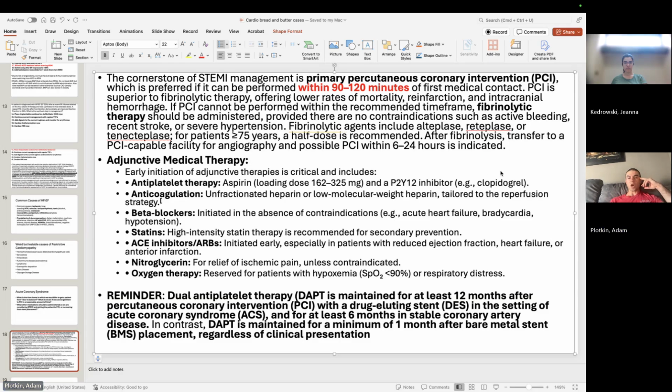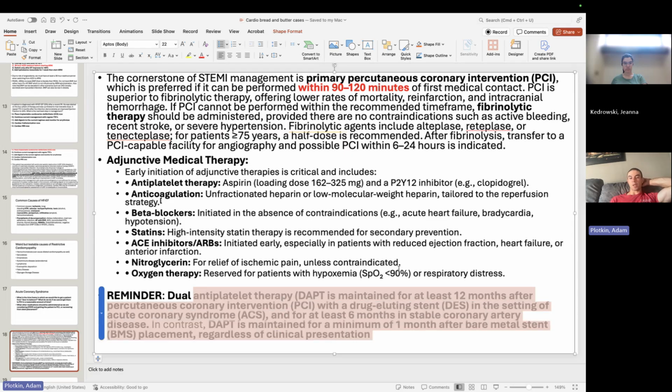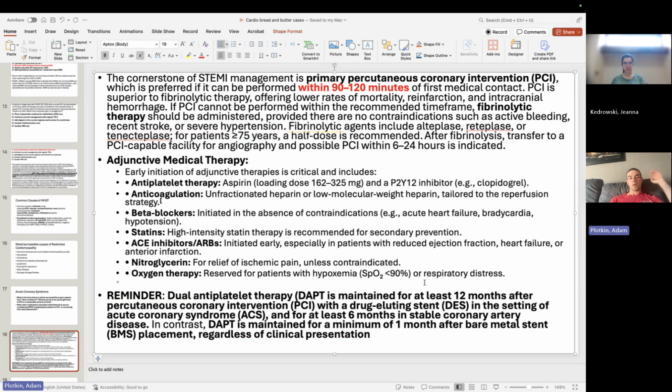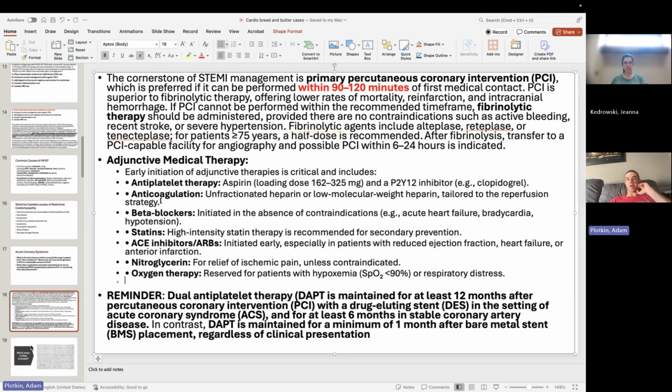Again, we talked about antiplatelet therapy, aspirin, P2Y12 inhibitor, anticoagulation, beta blockers, statin, ACE inhibitor or ARB, nitroglycerin, and oxygen. And then this is what we talked about: at least 12 months for the drug-eluting stent and at least 1 month for the bare metal stent. All right, all good on that?